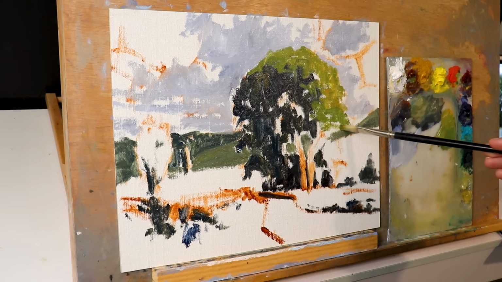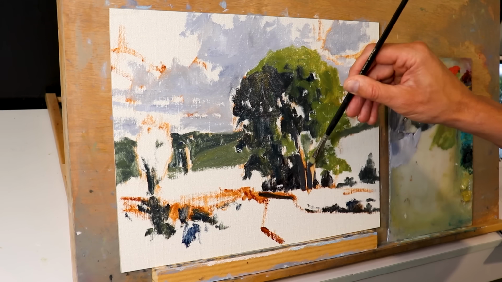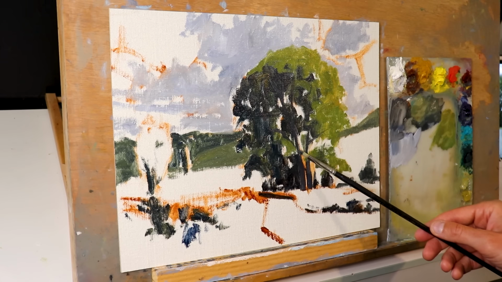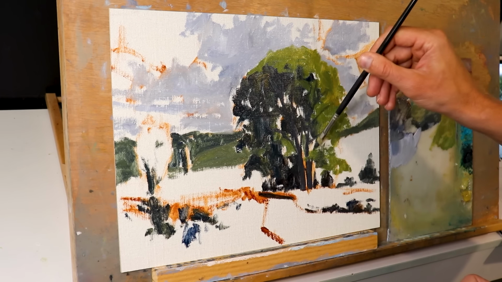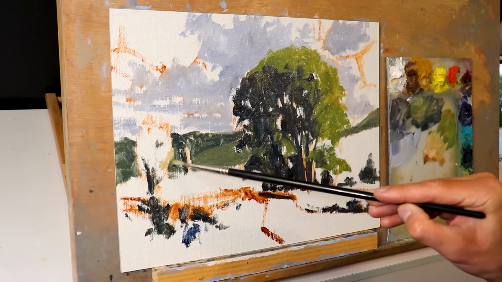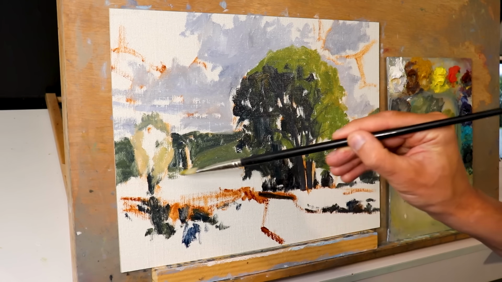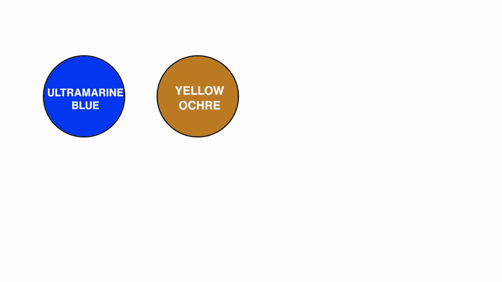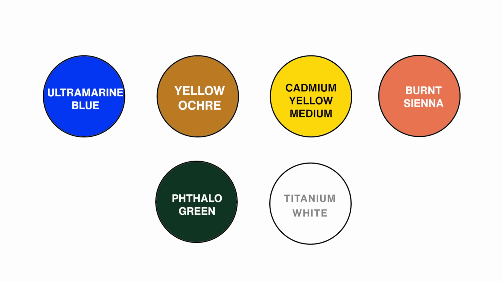Now what I'm doing with the tree canopy here is I'm painting the areas of it that are in light, so there's a lot of half tones in there, and I'll be saving my lightest lights until the end of the painting. But for now I'm just mixing some general greens for the tree's canopy, which includes ultramarine blue with yellow ochre, some cadmium yellow, and then a little bit of burnt sienna and some phthalo green and titanium white to get a nice rich green.